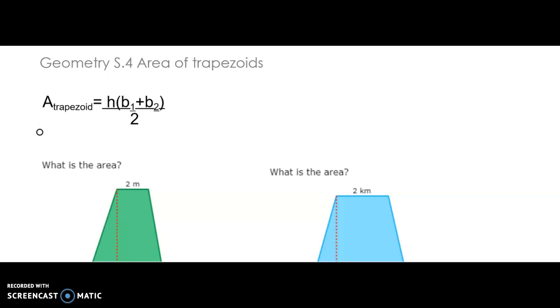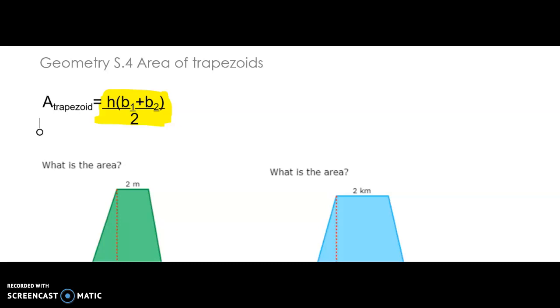Okay, so on S4, we're going to do areas of trapezoids, and here is the formula. Just be careful, be kind of slow with it, and you'll get it, because there's a few things where you could probably go wrong, especially if you're relying on a calculator to do it for you. Okay, so to find the area of a trapezoid.